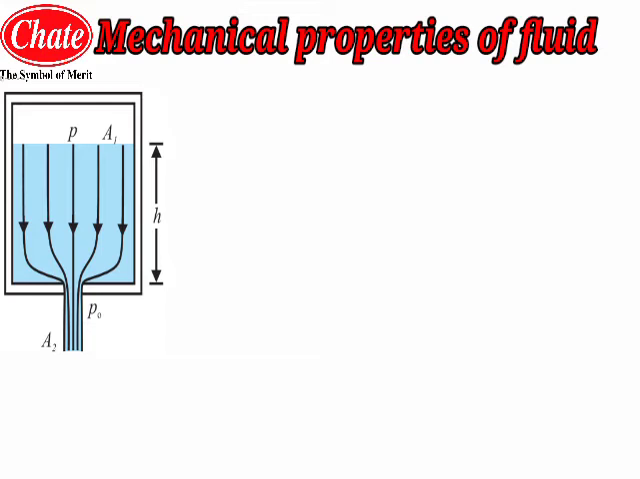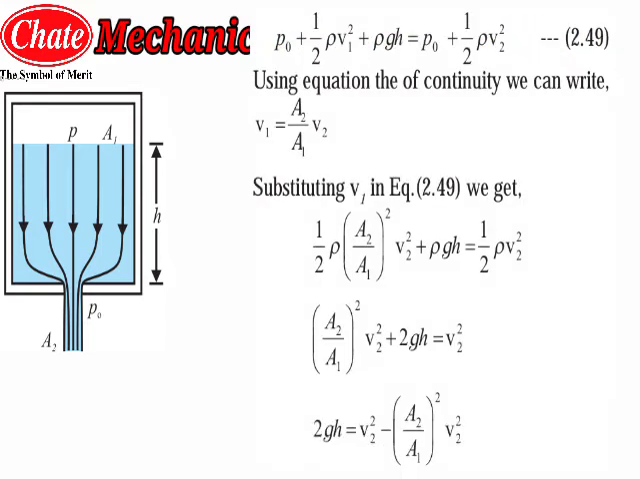Now consider a liquid of density rho filled in a tank of large cross sectional area A1 having an orifice of cross sectional area A2 at the bottom. Let A2 be much smaller than A1, as you can see in the diagram. The liquid flows out of the tank through the orifice. Let V1 and V2 be the speeds of the liquid at A1 and A2 respectively.